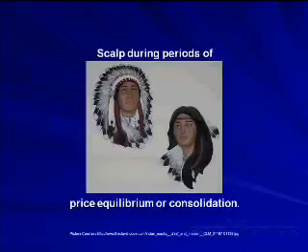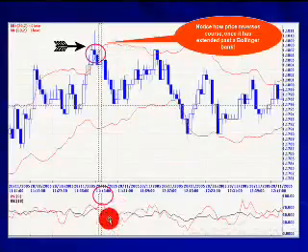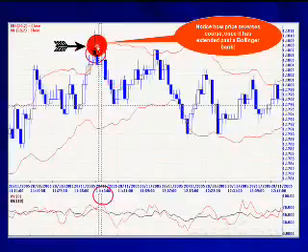Okay, scalping during periods of price equilibrium and consolidation. That's what we're here to talk about today, and let's get going with that. Here we have Bollinger Bands and RSI, scalping off the 5-minute chart. It could be the 15-minute chart or even lower, but the 5-minute is a good place to be.